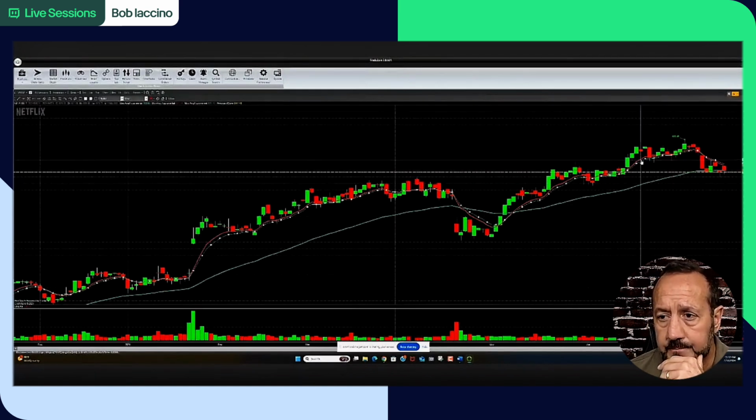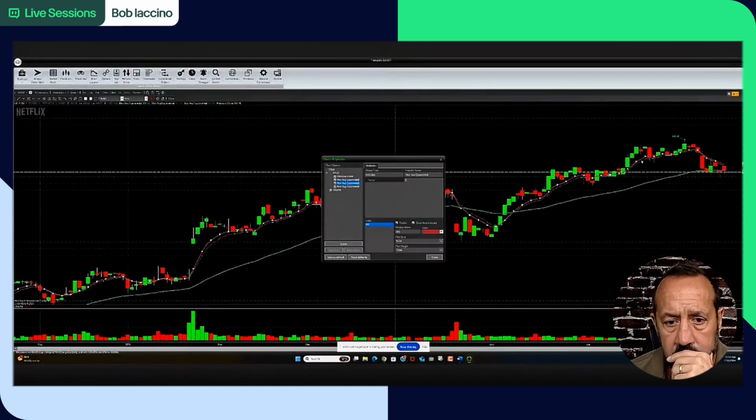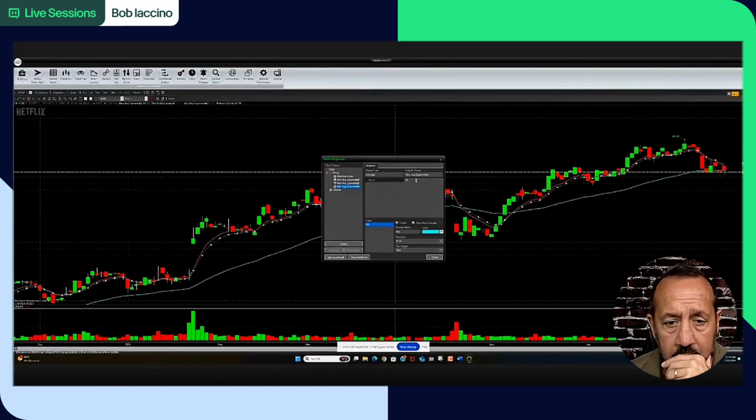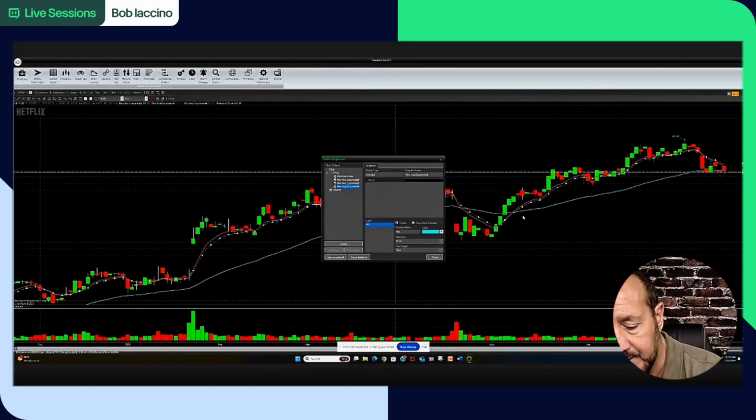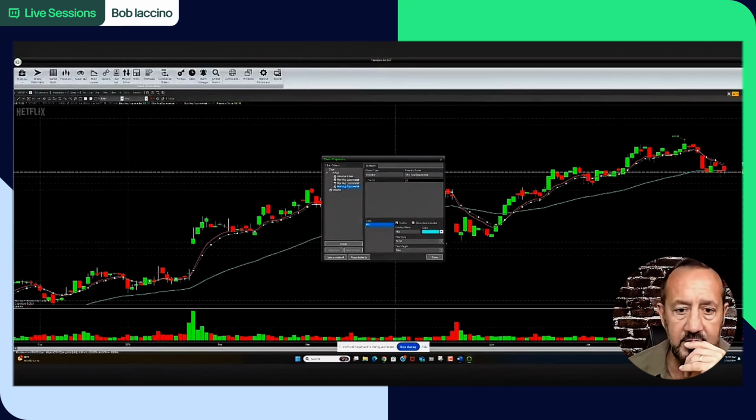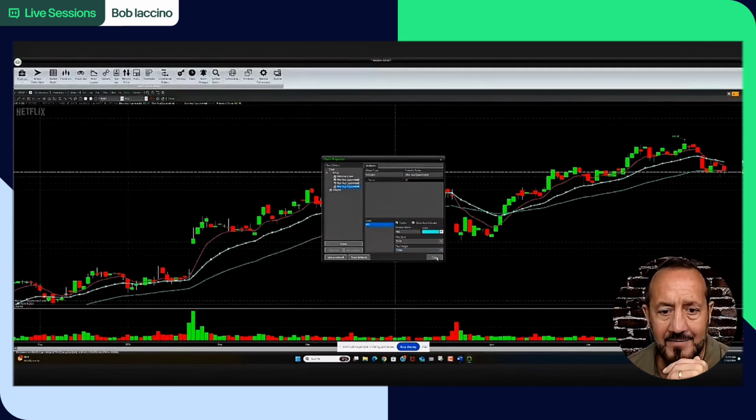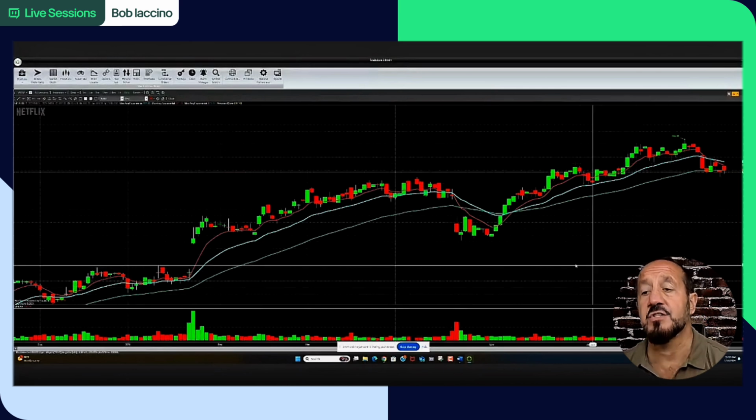Something went wrong. That's still an 8. Oh, I changed the wrong one. Okay, that's okay. Change this back to a 21 and leave it blue. All right, so now I've got the basics of the rotation zone on here.